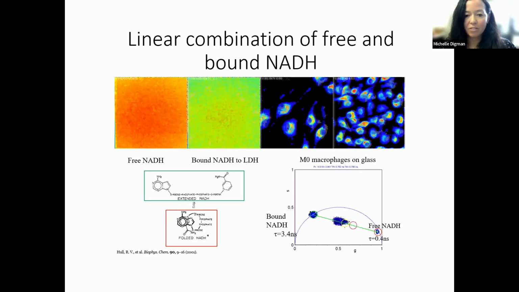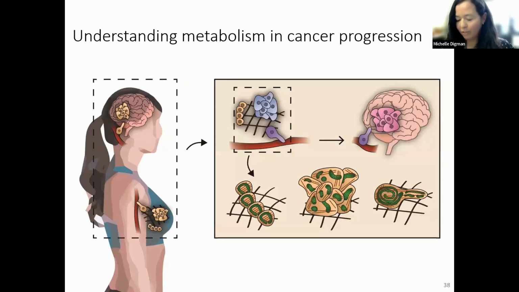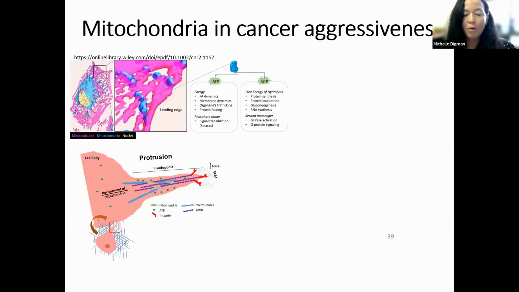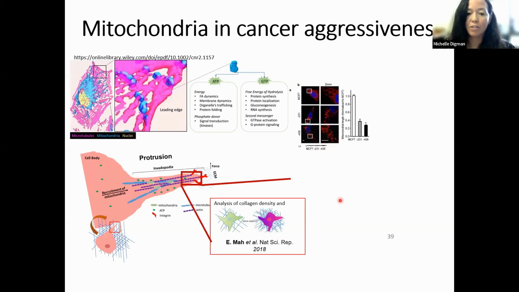So this is just the same, and I'm just going to skip over this to get to some of the work that we've been working on. So we're interested in understanding metabolism and cancer progression. We know that mitochondria play a big role in cancer invasiveness. There's a lot of papers that have shown mitochondria structure can be a marker for aggressiveness in cancers.